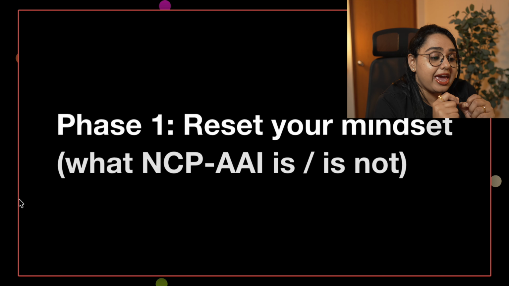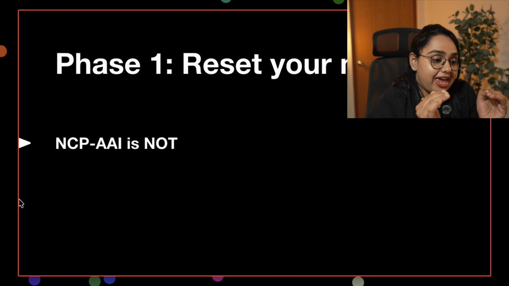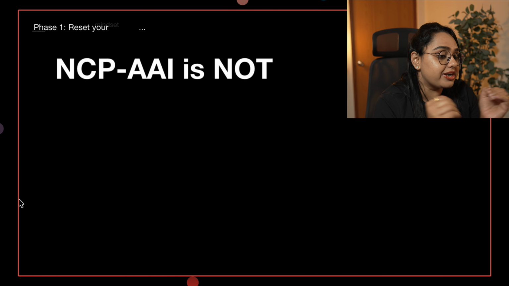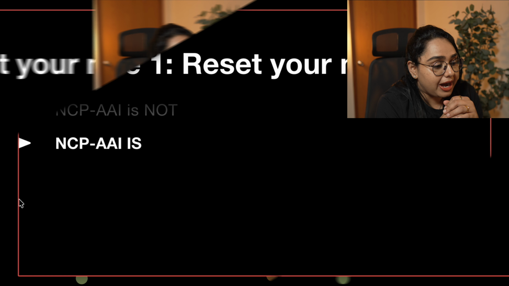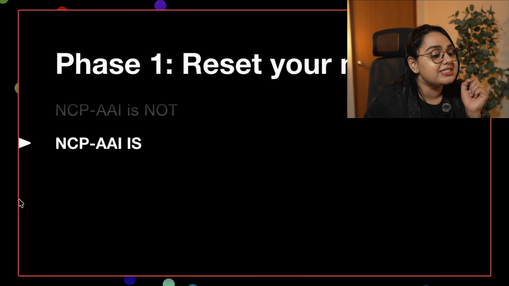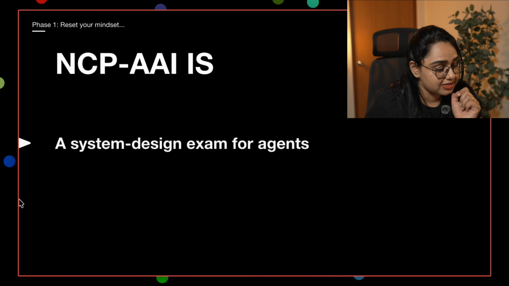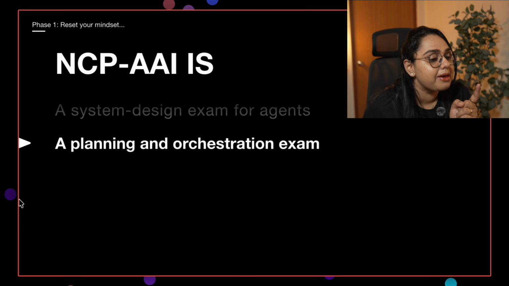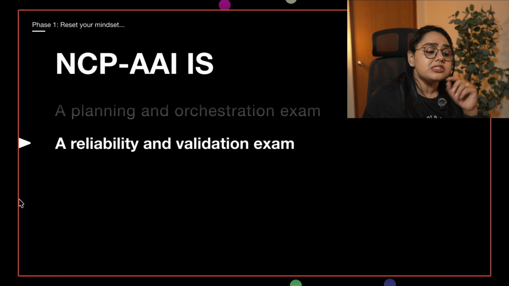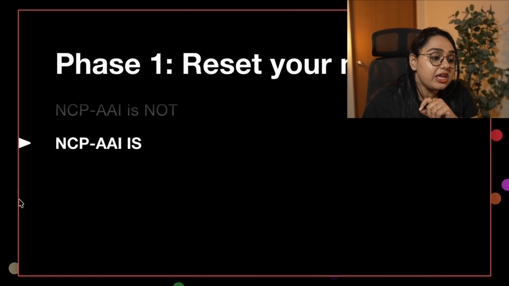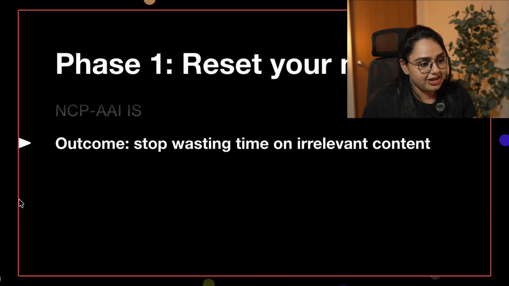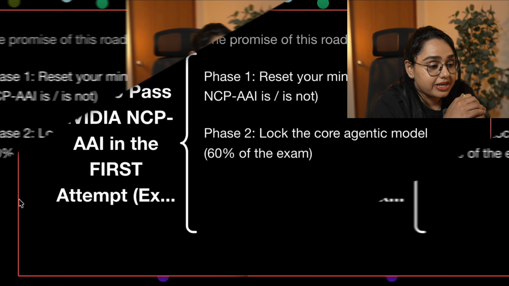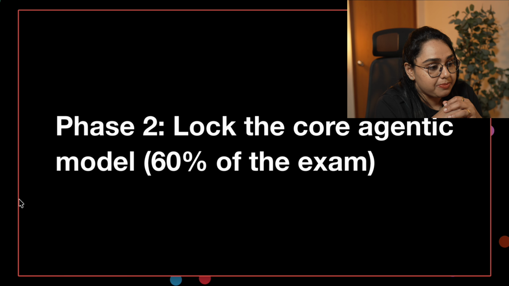See, NCP-AAI is not a Gen AI fundamentals exam, and it is not a prompting exam, or a memory based certification. But NCP-AAI is a system design exam for agents, and also a planning and orchestration examination, and a reliability and validation exam. So, once you accept this, you will stop wasting time on irrelevant content. Okay? Now, going to step 2, or phase 2, that is lock the core agentic model.